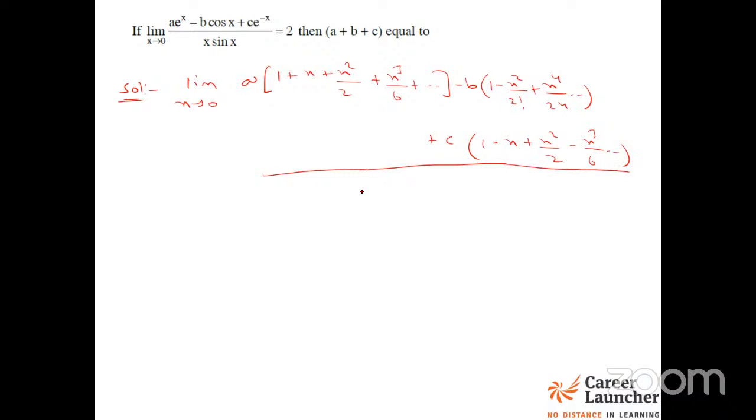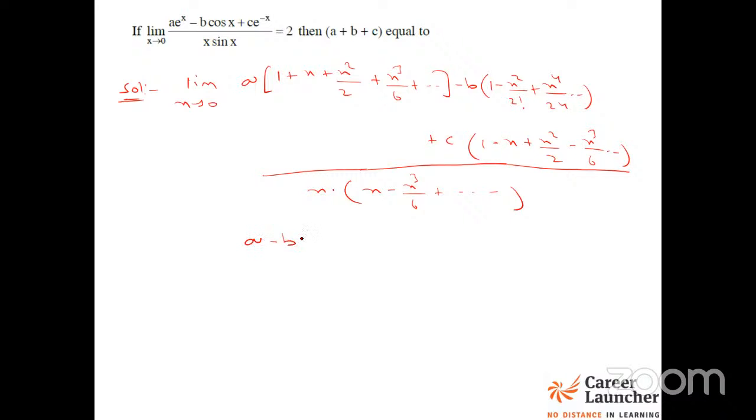The denominator is x into sin x. So what will be the expansion of sin x? x minus x cube by 6 plus so on. Right? So if we take h common, we are getting h square term. So for the 0 by 0 form to get eliminated, the constant term and the h degree term should become 0.